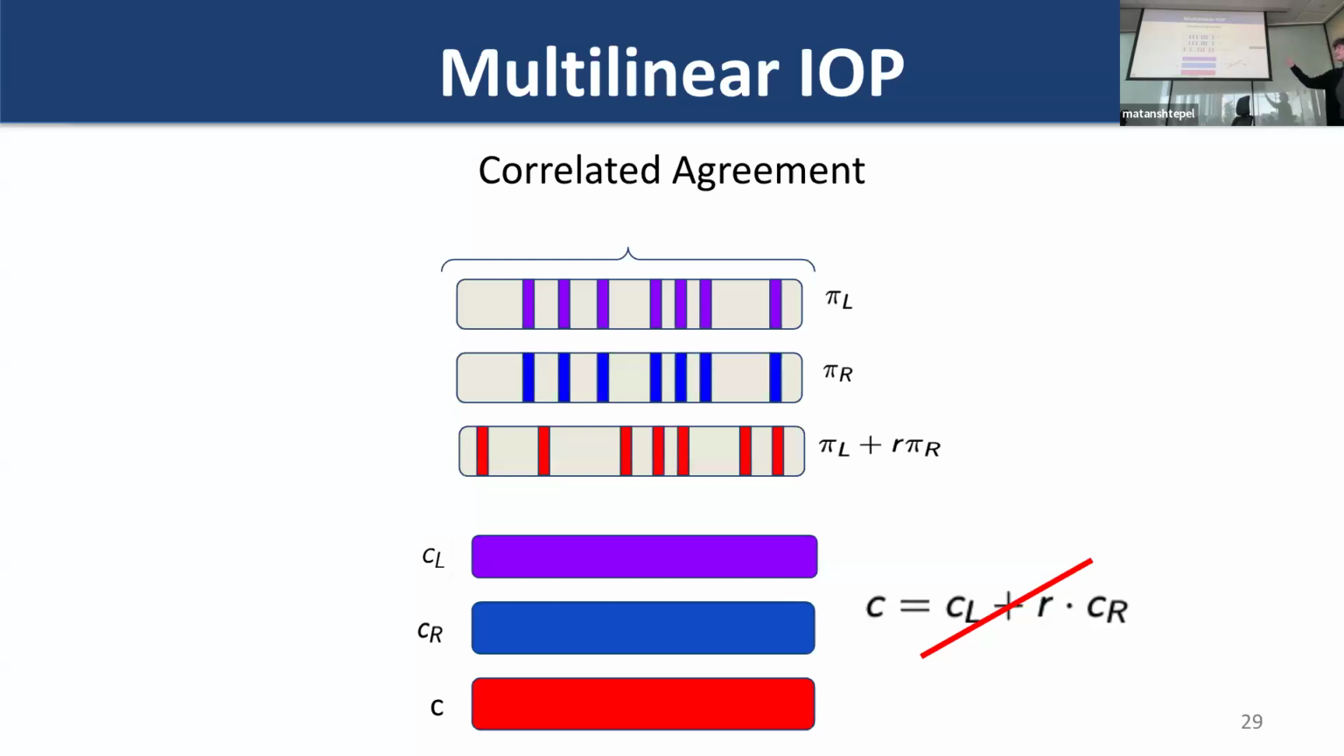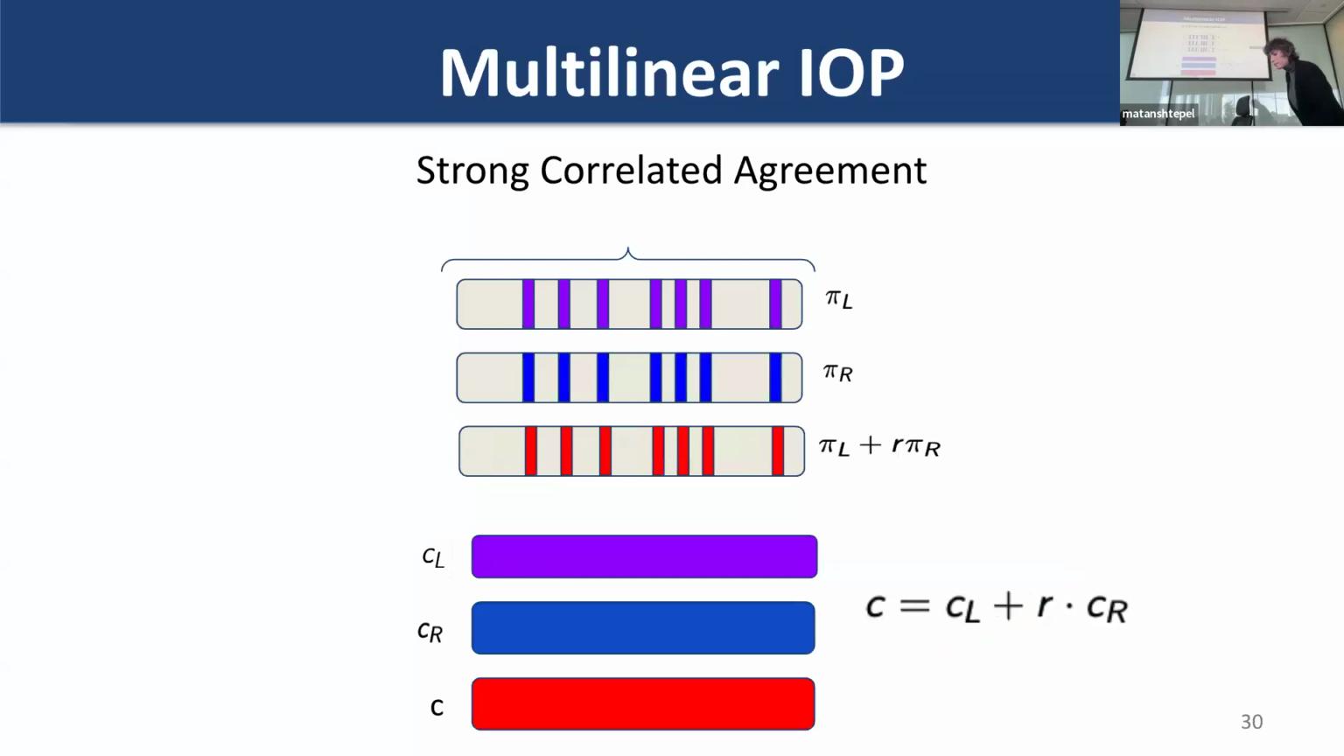Regular correlated agreement says that if pi L plus R times pi R agrees with C in some locations, then pi L and pi R agree with their code words in some locations, and those locations between pi L and pi R are consistent with each other, but not necessarily consistent with the locations in pi L plus R times pi R. So those might not be consistent, and we can't guarantee that C is equal to CL plus R times CR. Whereas strong correlated agreement, which we'll prove here, they are consistent. And by linearity of the code, you can prove this statement.